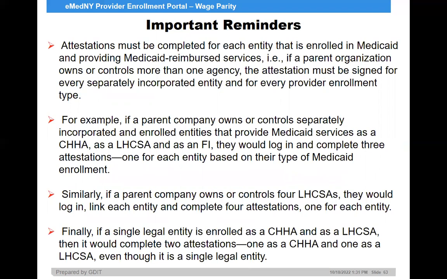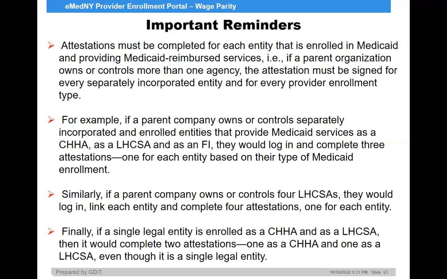Additional reminders, attestations must be completed for each selected type of home care entity that is enrolled in New York State Medicaid, providing services in New York City, Westchester, Nassau, and Suffolk counties. If you are enrolled in Medicaid as a CHA and LICSA, an attestation will need to be completed for both types. If your parent organization owns or controls more than one agency, the attestation must be signed for each separately incorporated provider type. Again, if a parent company owns or controls separate enrolled entities such as a CHA, LICSA, or fiscal intermediary, you would log in and complete 3 attestations, one for each entity based on your enrollment type.